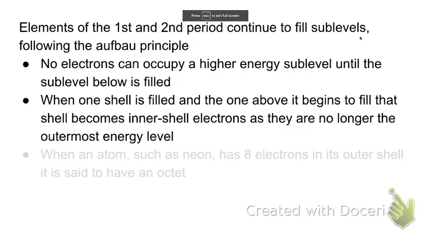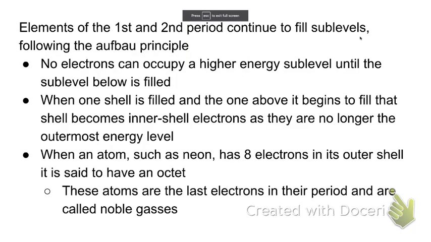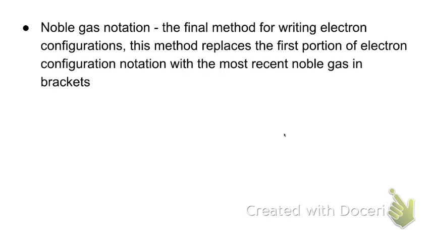Hop back in on our slideshow. Noble gas notation is the final method for writing electron configurations. That's why I had to introduce you to the concept of a noble gas. Okay? This method replaces the first portion of an electron configuration notation with the most recent noble gas in brackets.